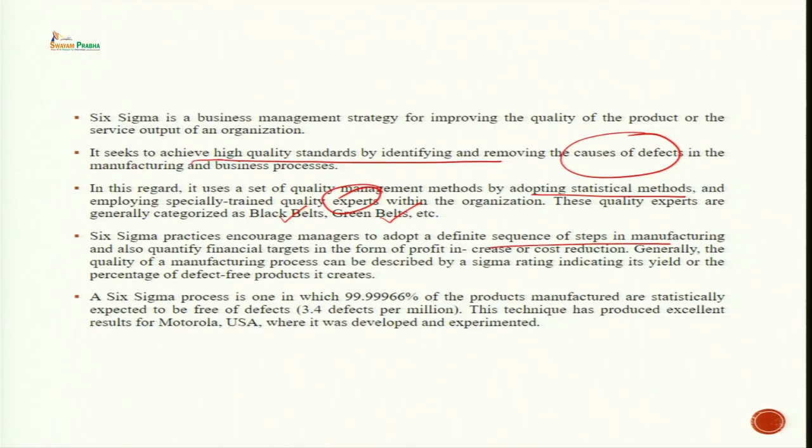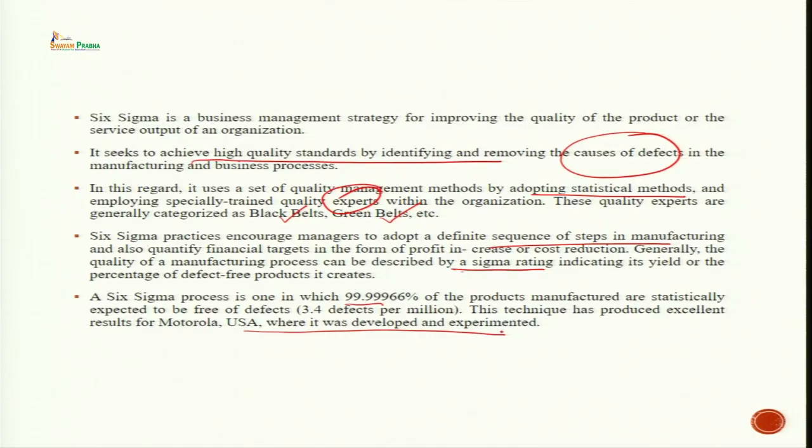Generally, the quality of a manufacturing process can be described by a sigma rating, indicating its yield or the percentage of defect free products that it creates. A Six Sigma process is the one in which 99.9% of the products manufactured are statistically expected to be free of defects. It is 3.4 defective parts per million, and it was invented by the Motorola company, where they developed and experimented on how we can reduce the defective parts per million up to 3.4 ppm.